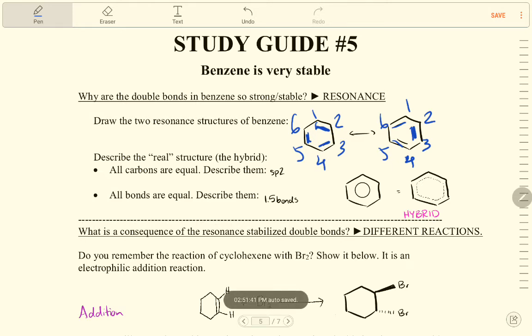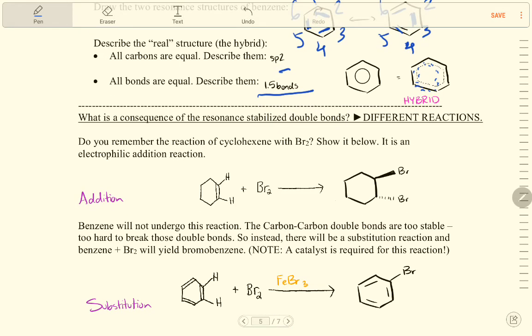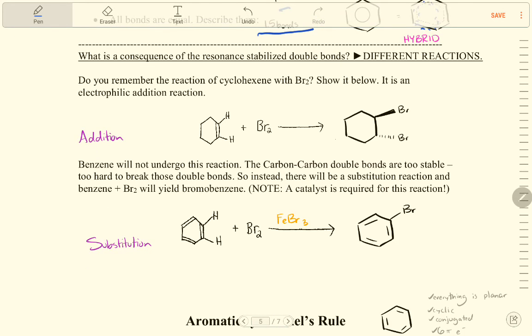And to describe the real structure, the hybridized one: the carbon is sp2 hybridized, all bonds are equal, described as 1.5 bonds. And that's why we do that. This is the hybrid one, alternate. The double bond floats inside. What is the consequence of resonance stabilized double bonds?